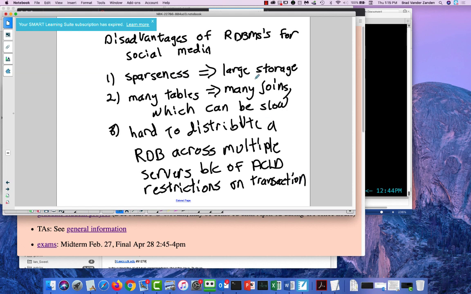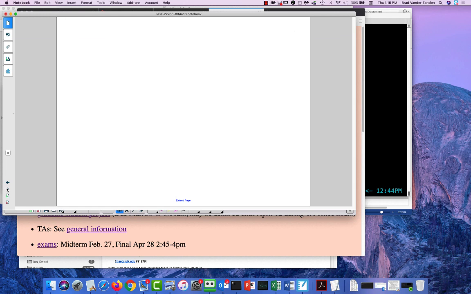So, again, social media is not really as concerned about isolation and consistency as many applications like financial transactions or inventory management. So they're willing to relax them. Okay, so NoSQL is going to do a number of things. First of all, okay, so how the NoSQL approach addresses these issues.